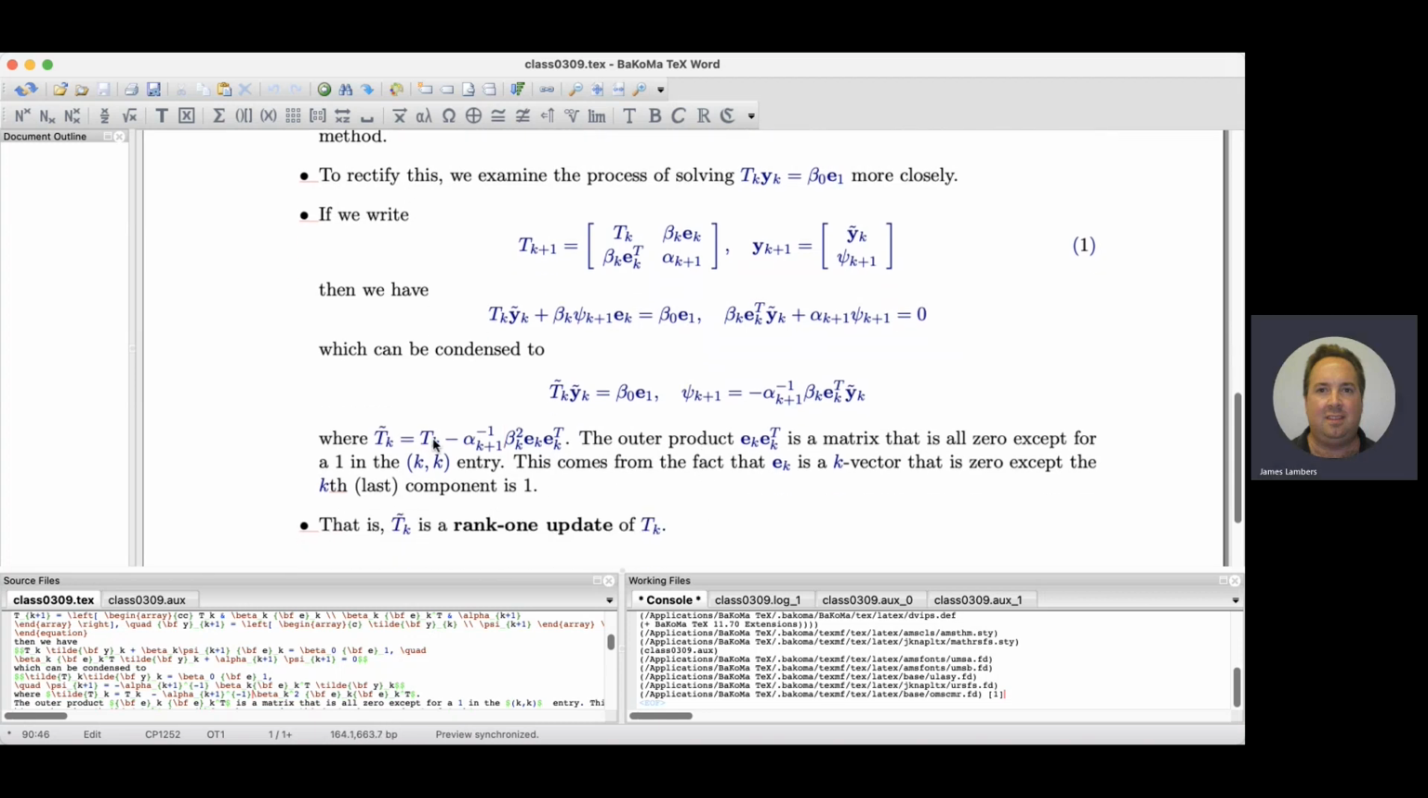So another way of putting it is tk tilde is called a rank 1 update of tk, and that's true because a matrix of this form, an outer product, is a matrix of rank 1. So in other words, what I've been able to do is reduce this system of equations, k+1 equations, k+1 unknowns, to this system that is a k by k system, k equations, k unknowns, with the last unknown worked out here.